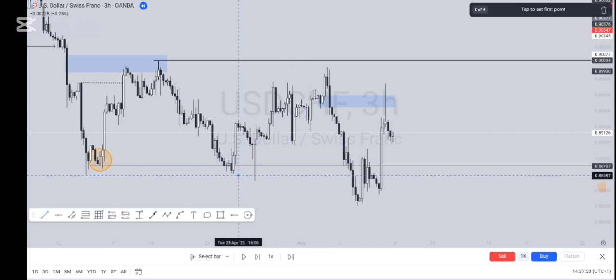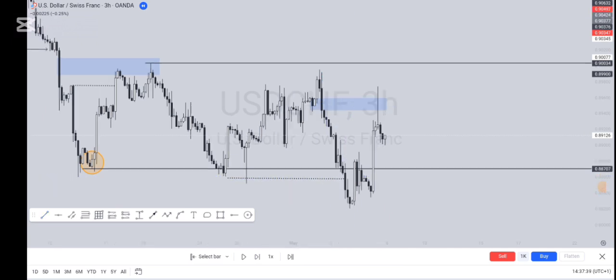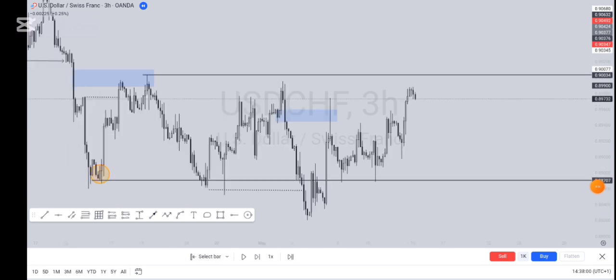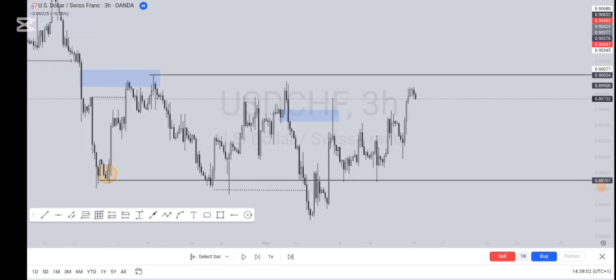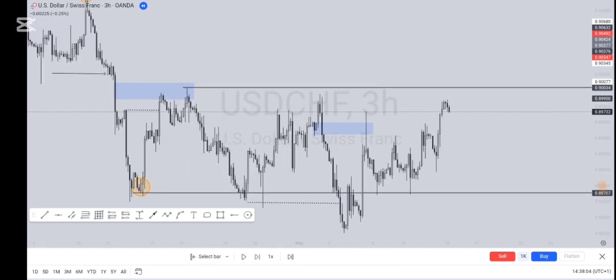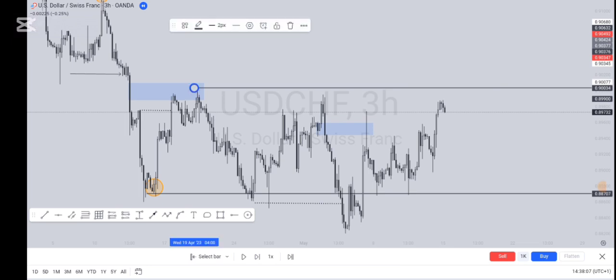This might just be a sweep of liquidity to the lower side. You understand? Let's see what the market did after that. Now we can see this market is just going up now. At this point it is going up, and remember, like I said, at this point the market is ranging.